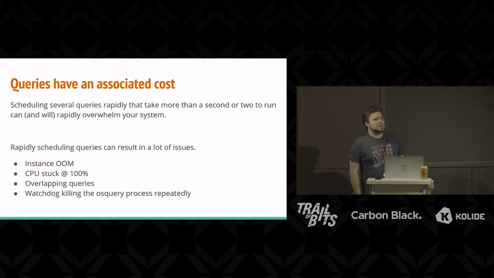And that's because queries have a cost associated with them. Anything you want to do is going to incur a performance hit. If you want to do a lot of queries very quickly, you're going to have scheduling conflicts. You can run your instances out of memory. I've run a 64 gig instance out of memory using osquery. It's not pretty. You can peg your CPU. You can get queries that don't finish before the next version of that same query kicks off. That sucks. Watchdog is really great for saving you from all of this, but it can kill osquery frequently enough that nothing ever runs. So that's not that effective.